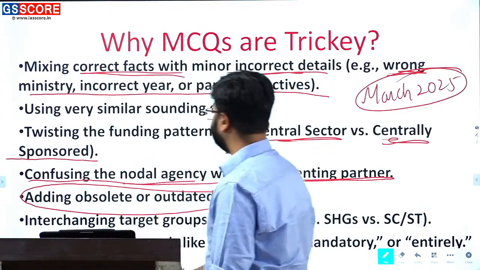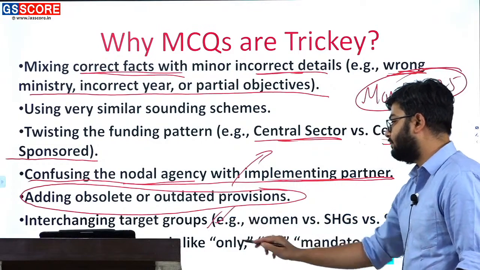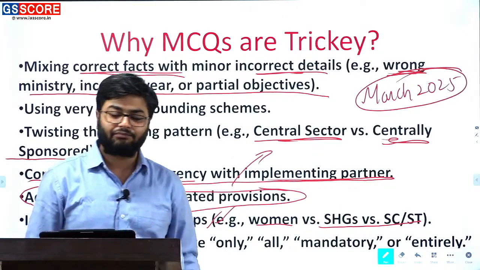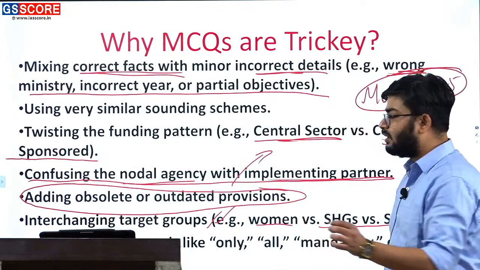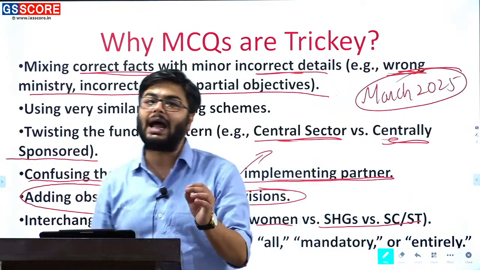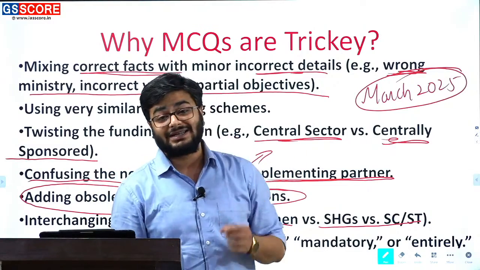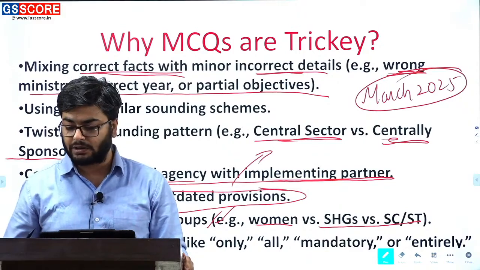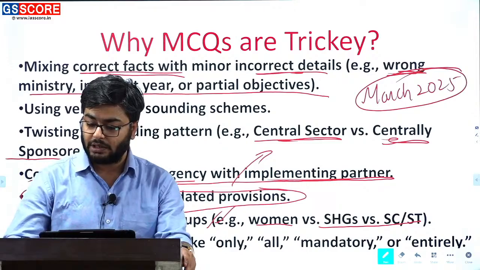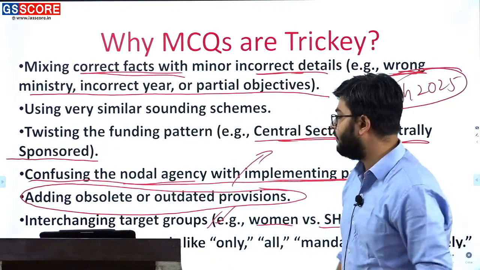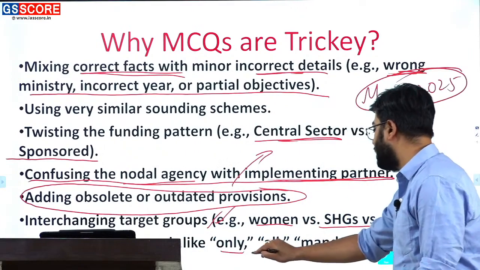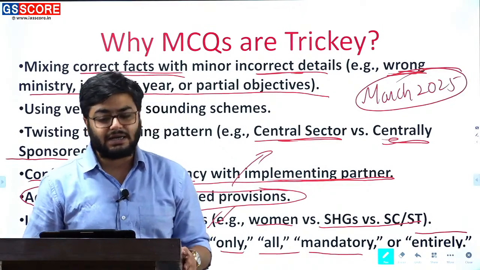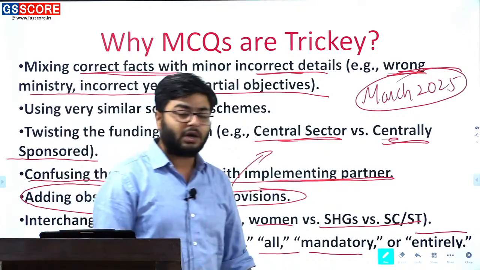Moving further, if you see, interchanging the target group, women versus self-help groups versus SC, ST, OBC. So what is the criteria, right? Hi Harsimran, good evening. So again, they can tinker with the target group and present you with a set of statements which might on the face seem correct. So while you are consuming the compilations, these things are of utmost importance, right? Along with this, using extreme keywords like only, all, mandatory, entirely, such keywords again can trouble the candidates in deciphering what is correct and what is incorrect.